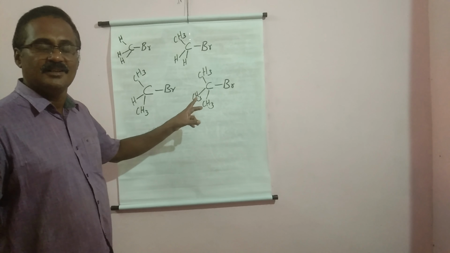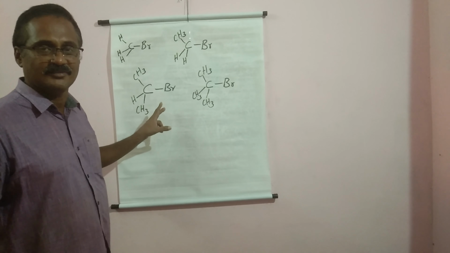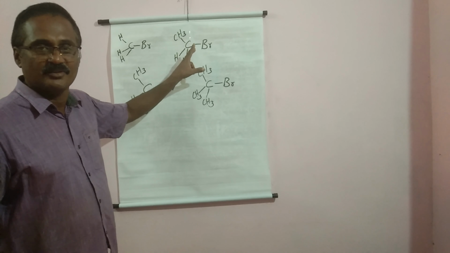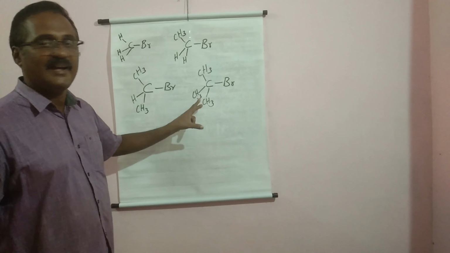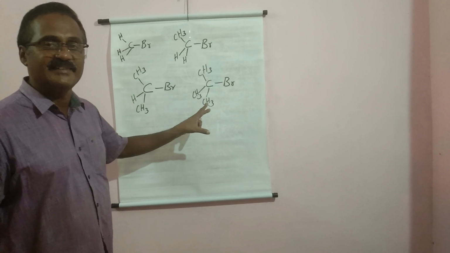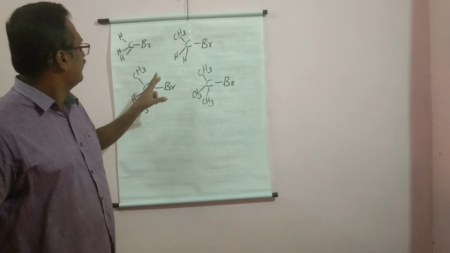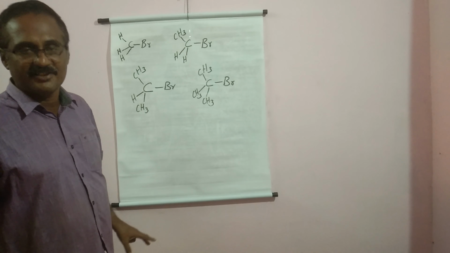We know that a tertiary carbocation is more stable than a secondary carbocation, which is more stable than a primary carbocation. It means that tertiary alkyl halide undergoes SN1 reaction much more readily than secondary alkyl halide. In fact, it is also much more readily than primary alkyl halide.